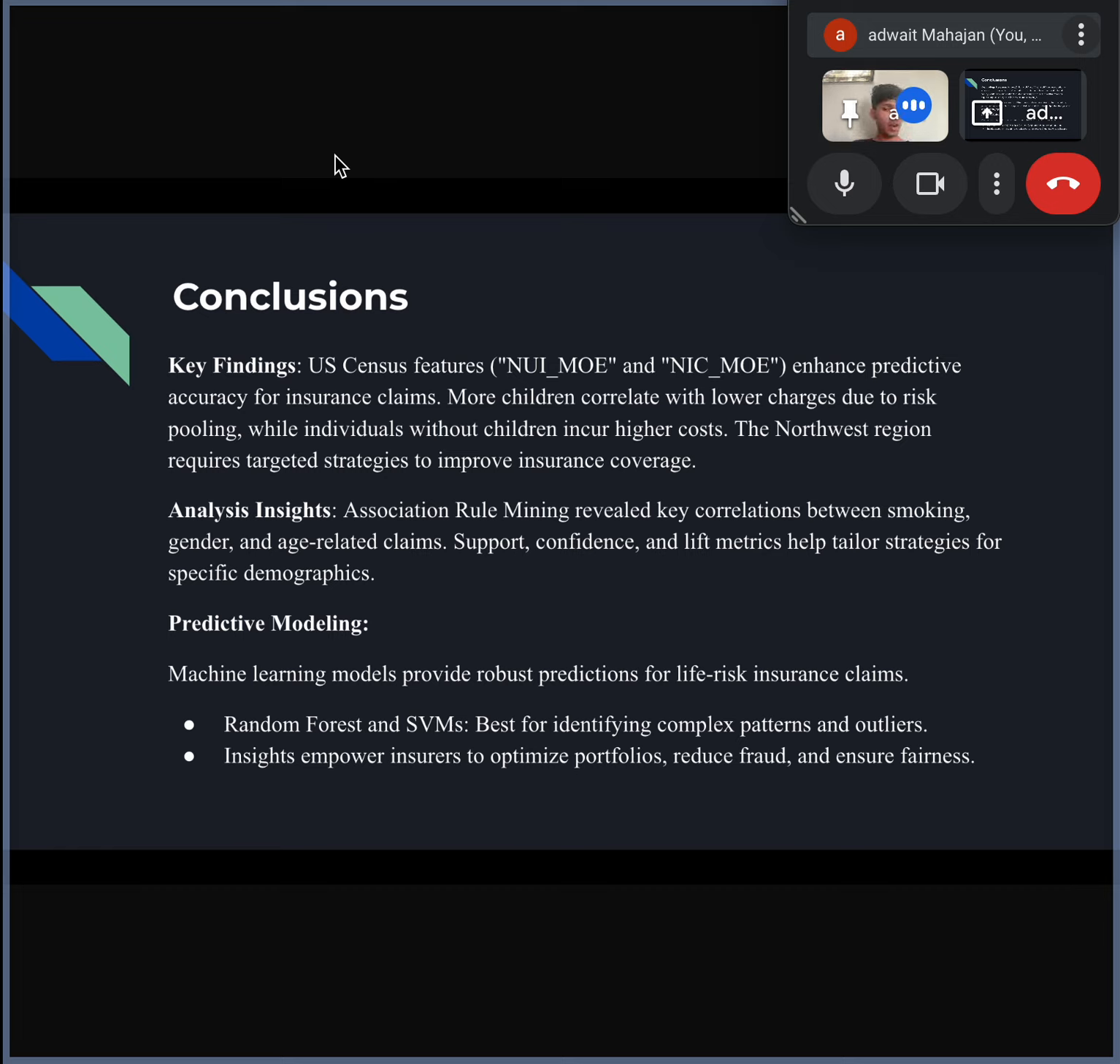When we come to predictive modeling, machine learning models provide robust predictions for life risk insurance claims. As I mentioned, random forests and SVMs are best for identifying complex patterns and outliers. And these insights empower insurers to optimize portfolios, reduce fraud, and ensure fairness.